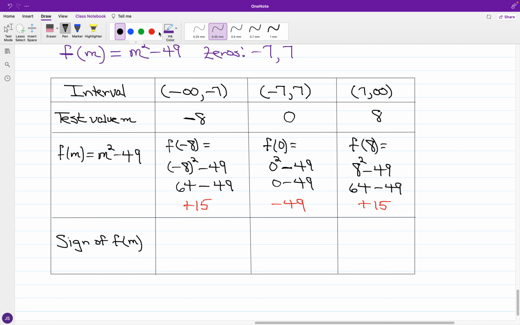Now for the sign of f of m: anything selected for m that is less than negative 7, the output is positive. Anything between but not including negative 7 and 7, the output is negative, so we're going to have that f of m is less than 0. And anything higher than 7 selected for the input, the output is going to be positive.